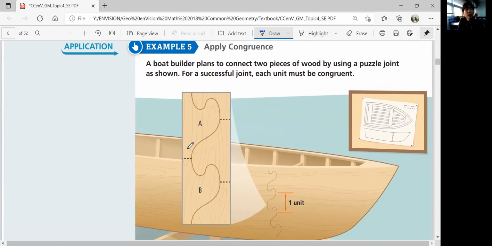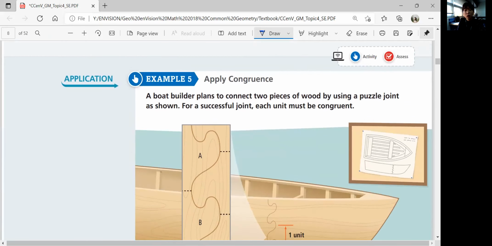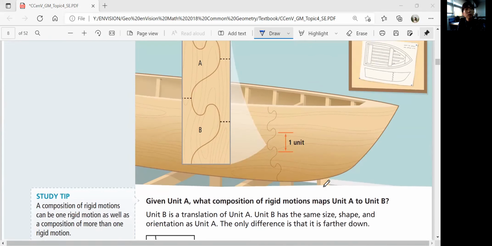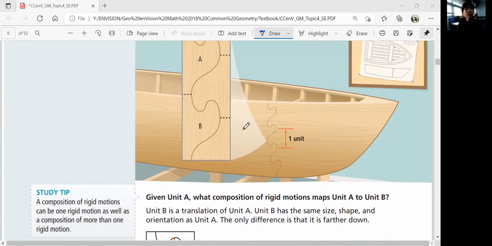Let's look at example 5. Apply congruence. A boat builder plans to connect two pieces of wood by using a puzzle joint as shown. For a successful joint, each unit must be congruent. Given unit A, what composition of rigid motions maps unit A to B? You can just glide down, right? Translation. They have the same shape and orientation, so you just slide down.